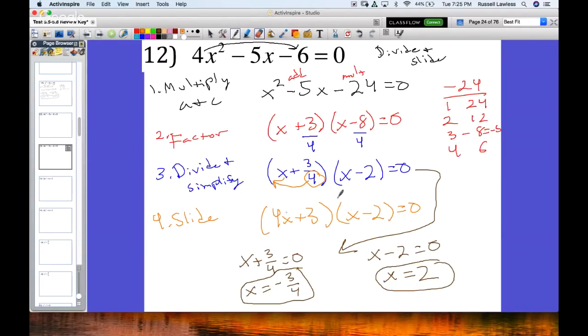You can slide it and then solve it, because then you'd have 4x plus 3 equal to 0. So then 4x would be equal to negative 3. And x would equal negative 3 over 4. It's just an easier one step rather than sliding it. You could just solve it from there. So that's just one thing to help for divide and slide if we're solving. Factoring is a different story, but if all we're doing is solving, that's fine to do.